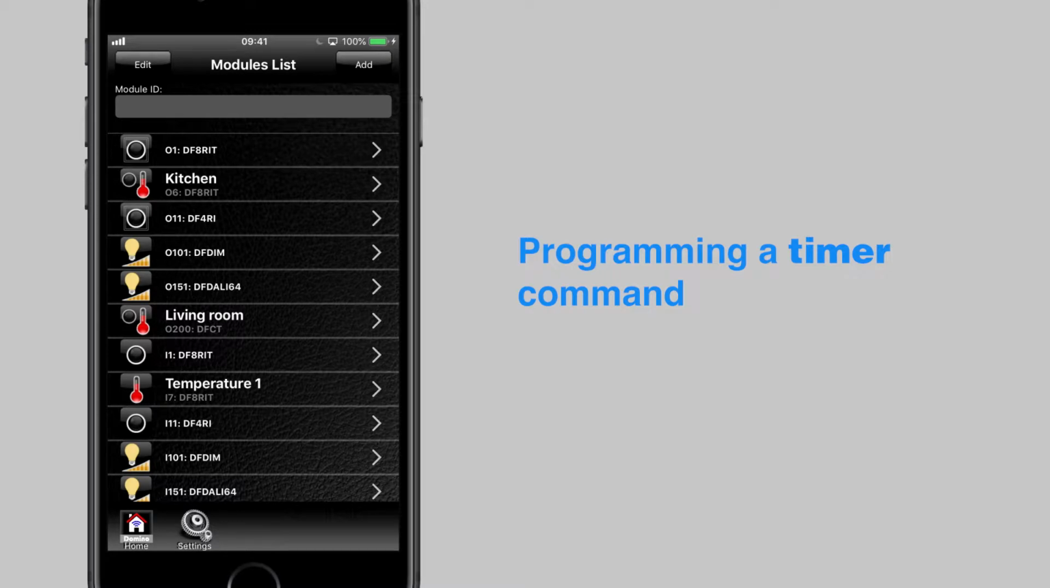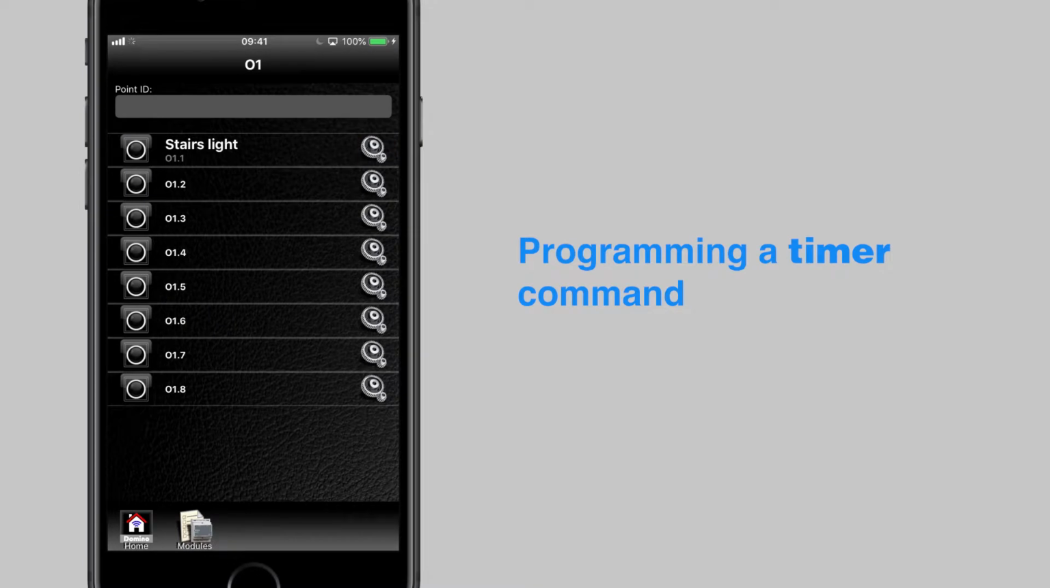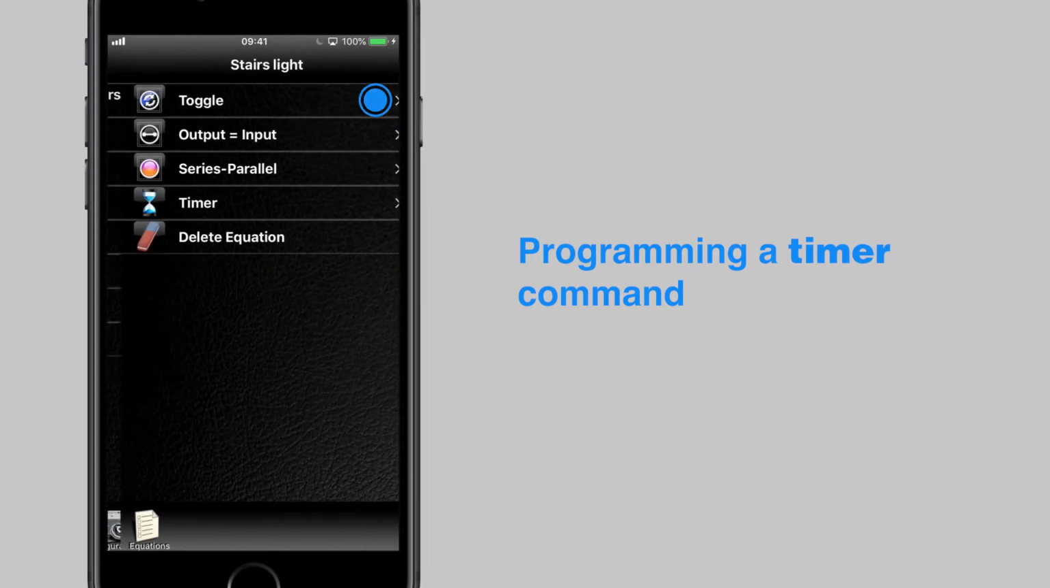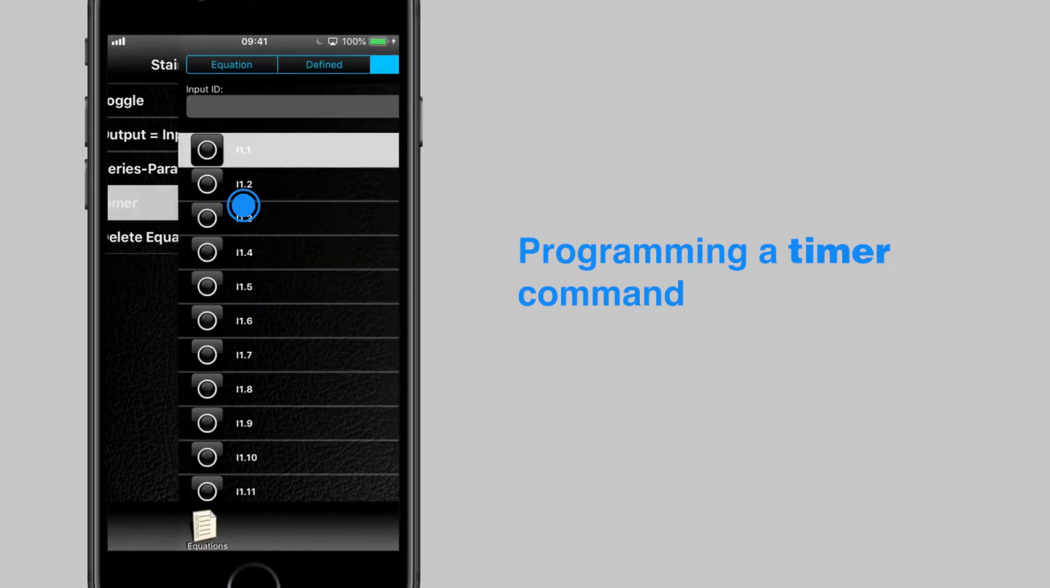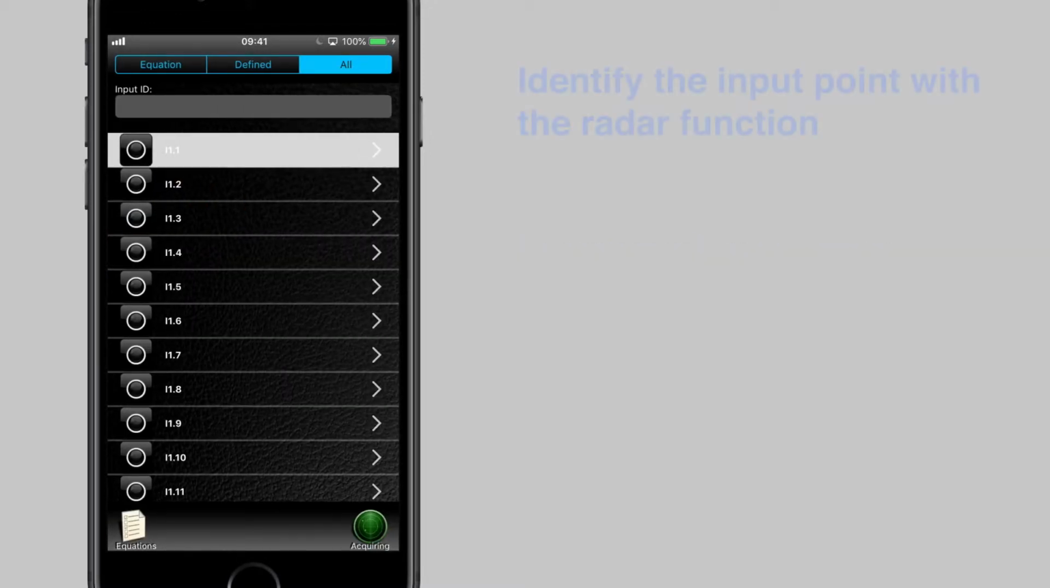Click on the pointer on the right of the module that you want to set. Press the settings icon on the right of the output that you want to set. The list of the available options will appear. By clicking on Timer, all the input points will be shown.